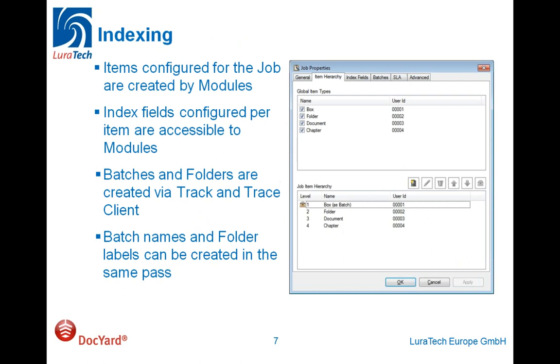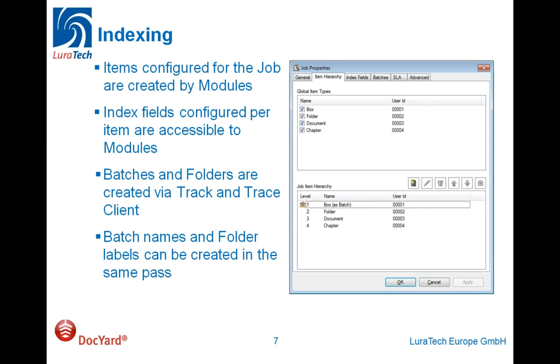Items which are configured for the job will be created by the modules, which means they will give them values. And all the index fields which are configured are accessible in every Dockyard module. Every Dockyard module can use the index fields, can put data in it, can do different things with these data. For example, checking the database, checking if this is a correct date or whatever. And you have the full hands on your operation.